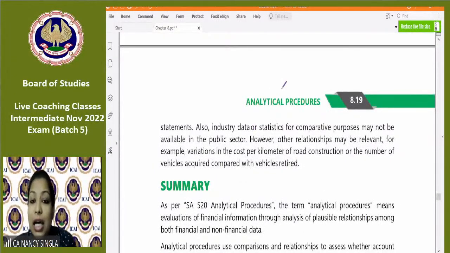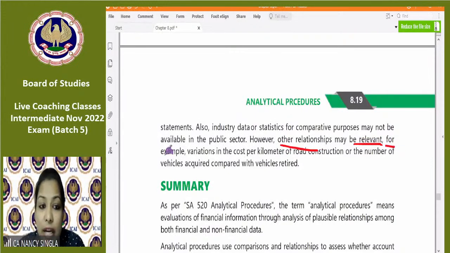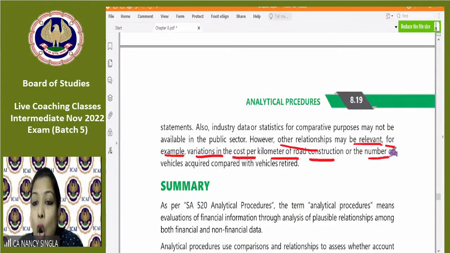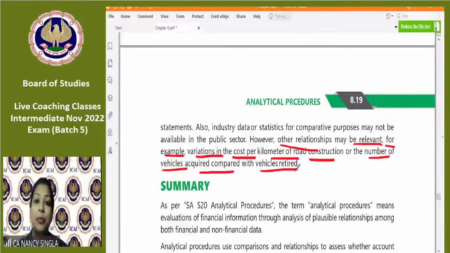See, however, other relationships may be relevant. For example, variations in cost per kilometer of road construction, or the number of vehicles acquired compared with the number of vehicles retired, for example with respect to public transport. Last year, this number of vehicles were newly acquired and this number were scrapped or retired. This year, this is the number. Such comparisons can be made. The cost per kilometer of road construction was this last year and this year it is this much. Such comparisons can be made.